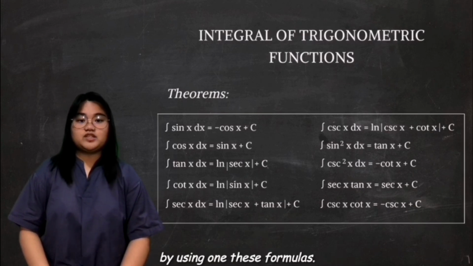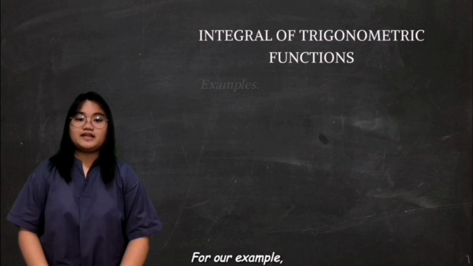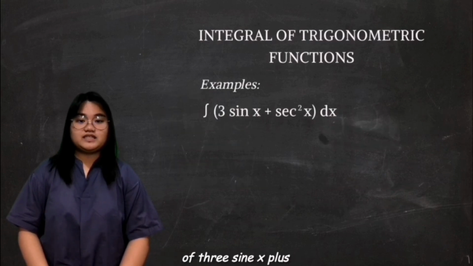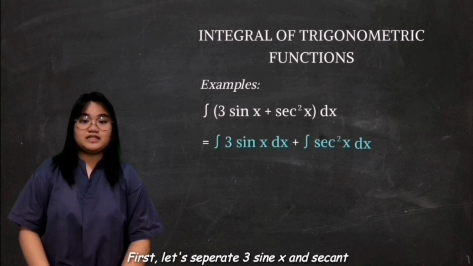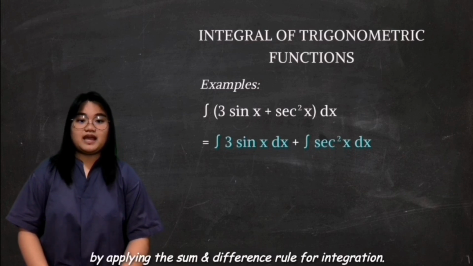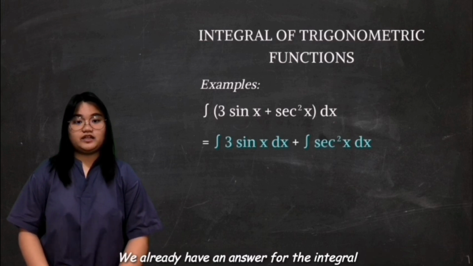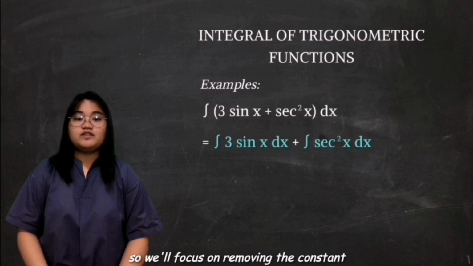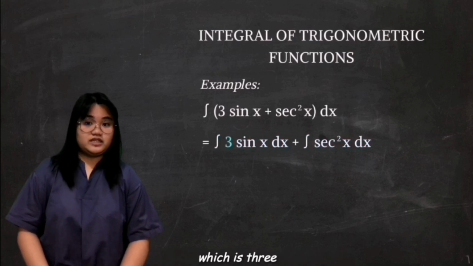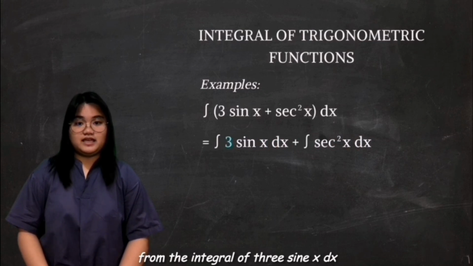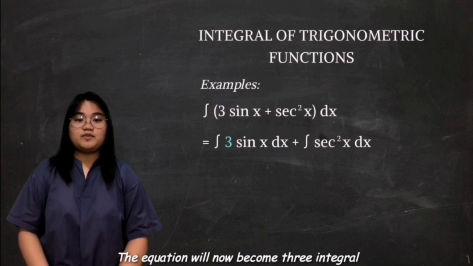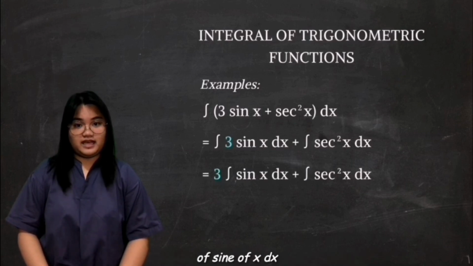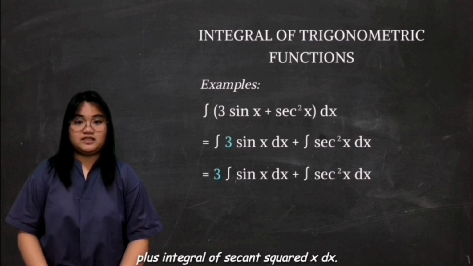Let's solve a problem by using one of these formulas. For our example, we have to get the integral of 3 sine x plus secant squared x dx. First, let's separate 3 sine x and secant squared x by applying the sum and difference rule of integration. We already have an answer for the integral of secant squared x dx, so we'll focus on removing the constant, which is 3, from the integral of 3 sine x dx by applying the constant multiple rule for integration. The equation will now become 3 integral of sine of x dx plus integral of secant squared x dx.